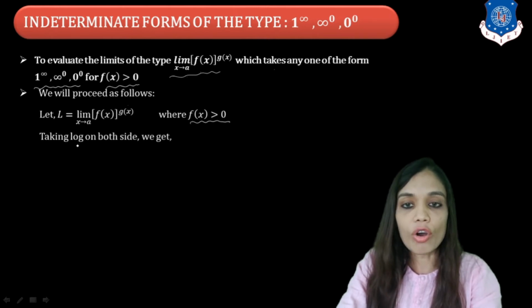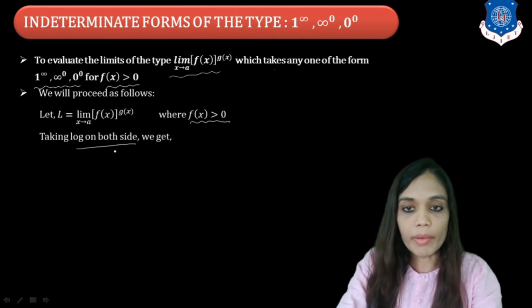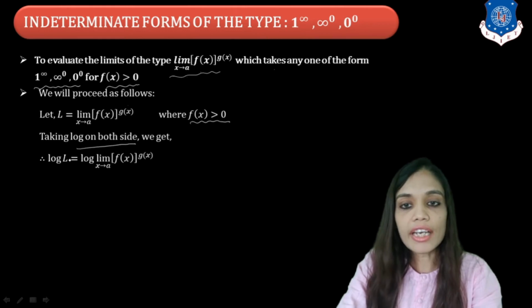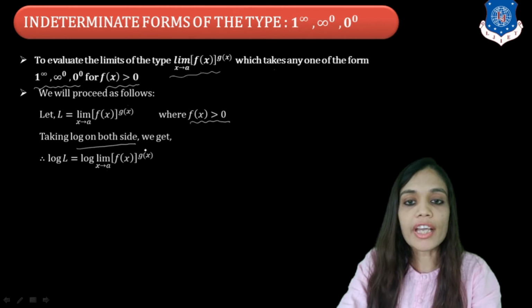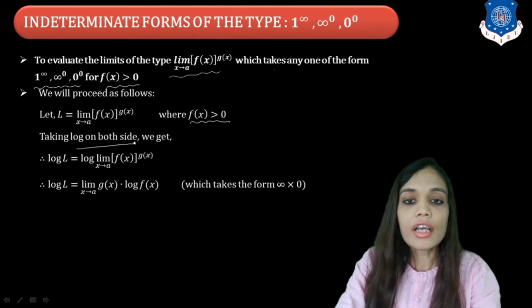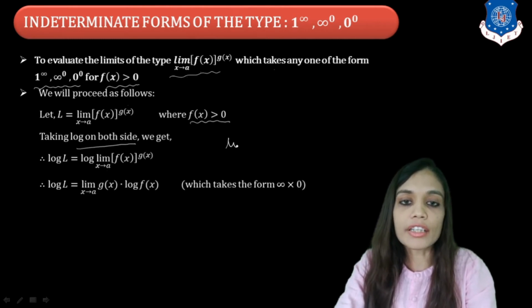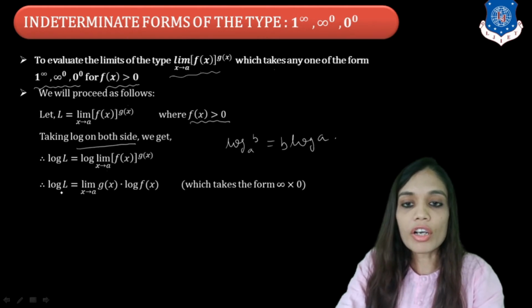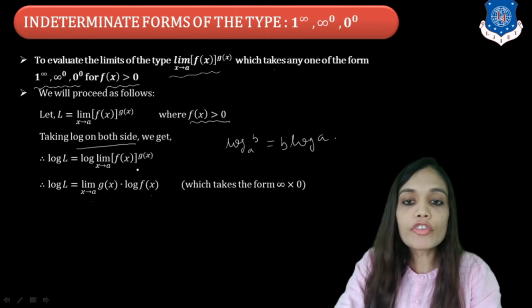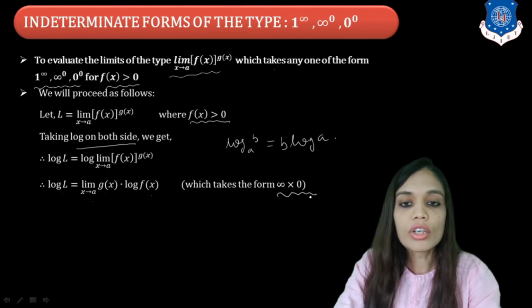Now we will apply log on both the sides. So on applying log, you will get log L is equal to log limit x tends to a f of x raised to g of x, right? Now if you take the log formula, that is log a raised to b, that will be equal to b log a. So finally log L will be equal to limit x tends to a g of x log f of x. Now if you put the limit, it will take the form infinity into 0.